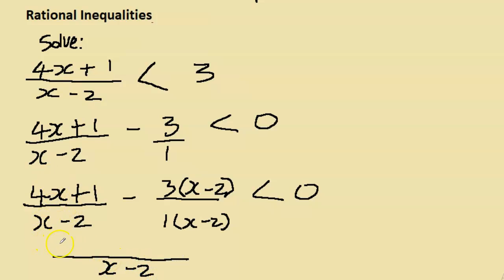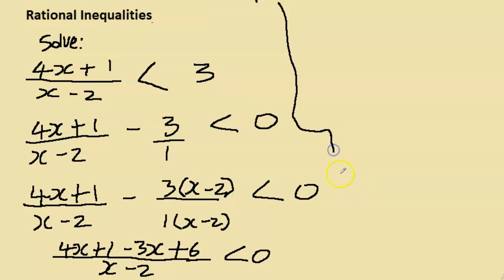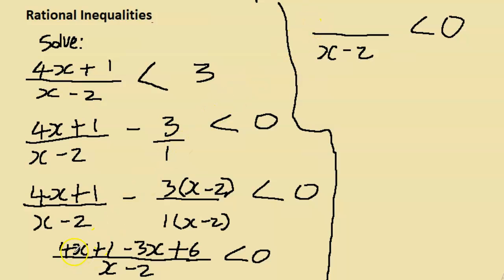And we can combine the numerators now, so here is 4x plus 1. And then this other numerator here, we notice we have minus 3 outside. So we expand the bracket, it's minus 3 times x, that's minus 3x. And minus 3 times minus 2, that's positive 6, less than 0. So now we can group like terms. If we group like terms, here we have x minus 2 less than 0. The x's, I have 4x minus 3x, that's 1x. And I group the constants, 1 plus 6, that's 7.